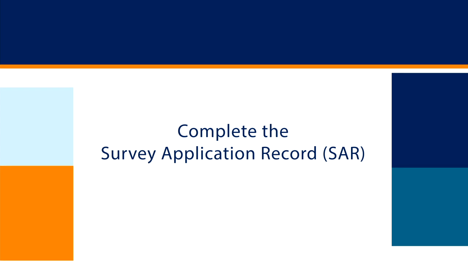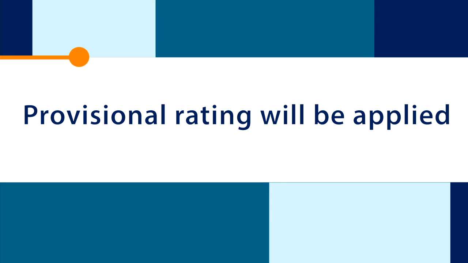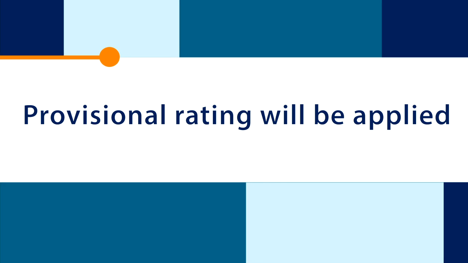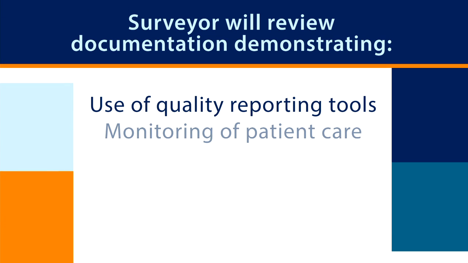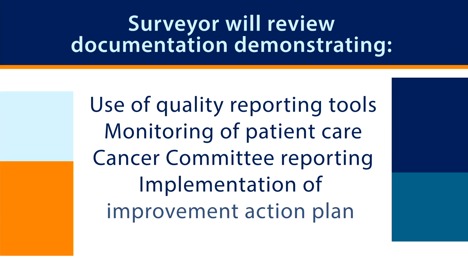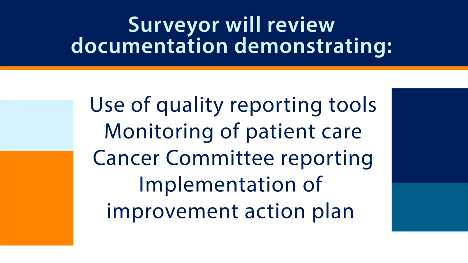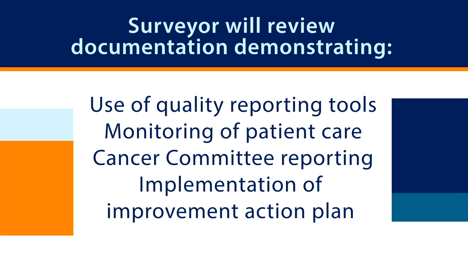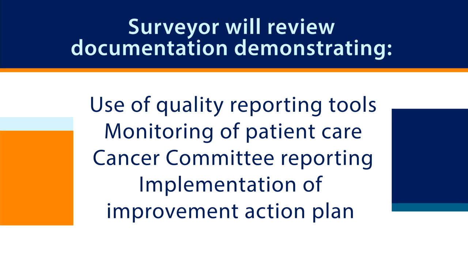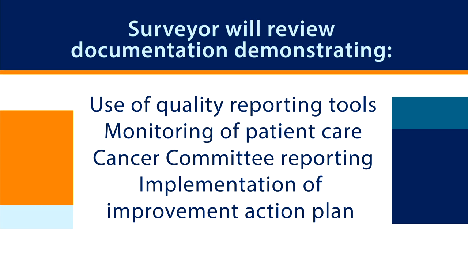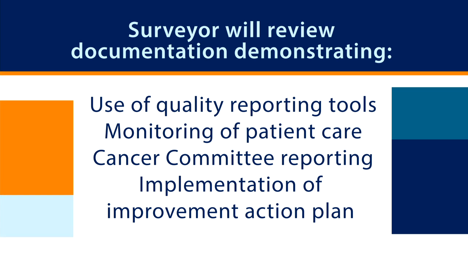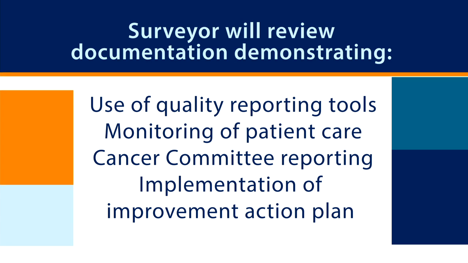Documentation begins with the SAR. The CoC will apply a provisional rating from information entered into the SAR based on current data in the reporting tools. The surveyor will review annual documentation that demonstrates the program used the CoC Quality Reporting Tools, monitored patient care using those tools, reported to Cancer Committee, and implemented an action plan to improve performance levels if needed. A provisional rating can be revised.